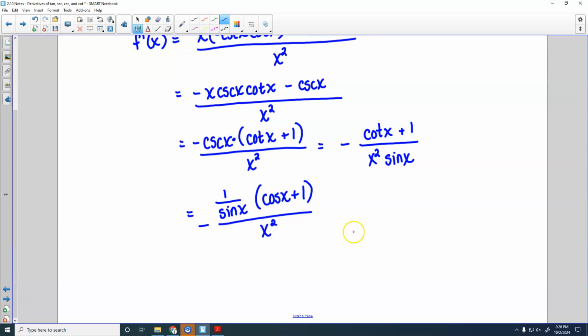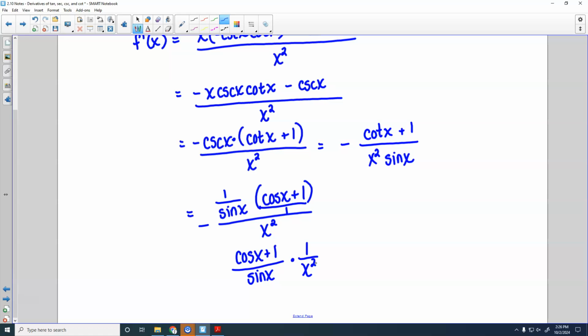But since it's multiplied, you're just putting this stuff over 1. You've got cosine x plus 1 over sine x, and then you have to multiply it by 1 over x squared, like that. I just hadn't seen it like that, and I hadn't seen it last night.